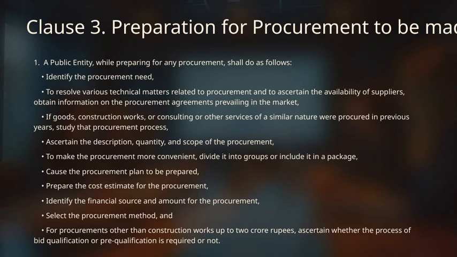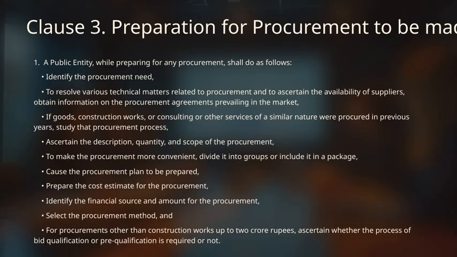Now, let's look at the key points involved when a public entity prepares for procurement. First, it's essential to identify the specific procurement need. This means understanding exactly what goods, services, or works are required. Next, we need to resolve any technical matters related to the procurement process and confirm the availability of suppliers. Gathering information on existing procurement agreements in the market helps us understand the current landscape.